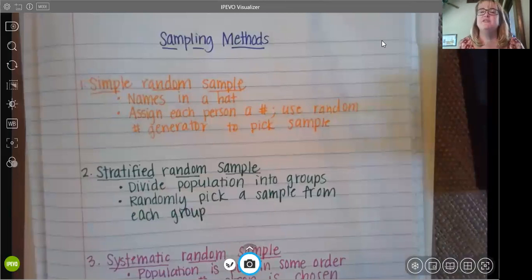And there are 3 different sampling methods we're going to talk about. One is simple random. You're very familiar with this one. One is stratified random, and the last is systematic random.